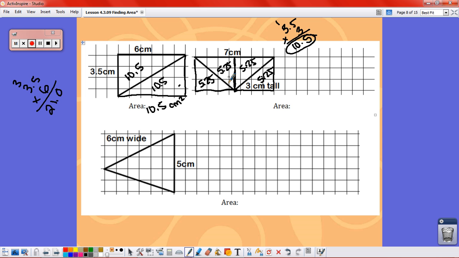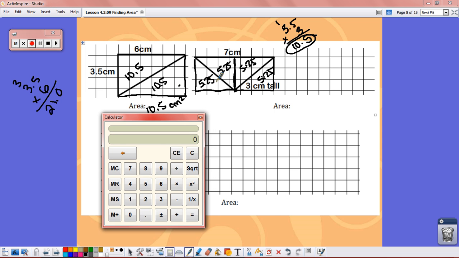Right? So let's check that with our calculator. Let's check the whole rectangle, 7 wide and 3 tall, which is 21, divided into 4 pieces is 5.25, and we want 2 of those pieces. 10.5, so our area is 10.5 centimeters squared.